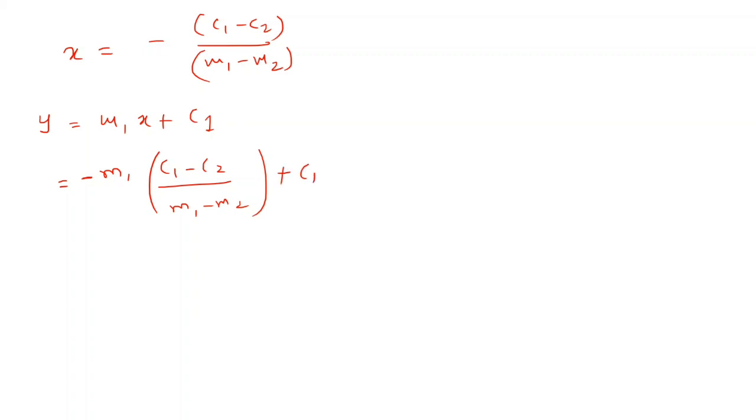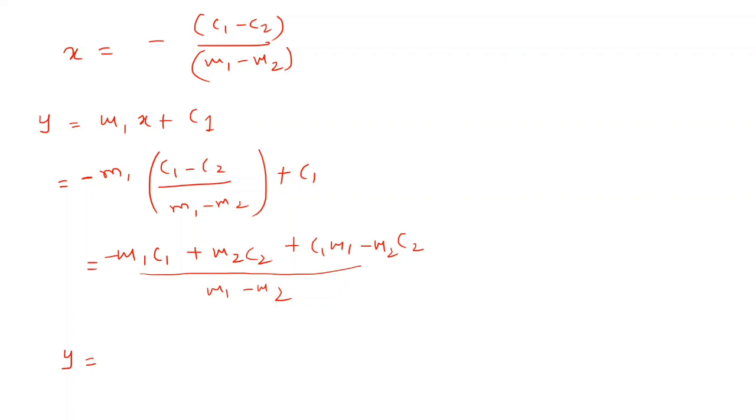Now just take LCM and some other calculations. Minus m1 c1 plus m2 c2, m2 c2 plus c1 m1 minus m2 c2, right, whole upon m1 minus m2. So y is equal to m1 c2 minus m2 c1 whole upon m1 minus m2.